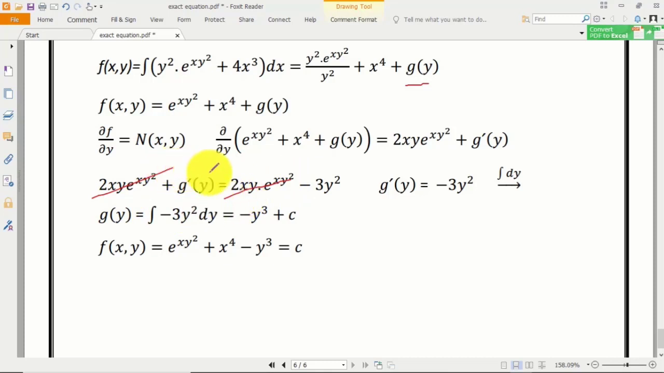And the final step is to integrate this g prime of y function, so I would have g of y itself. The integral of g prime of y is equal to g of y, and the integral of negative 3y squared is equal to negative y cubed plus a constant value. I just plugged g of y in the f function formula to get the equation. So here we have f of x and y, which is equal to e to the xy squared plus x to the 4 minus y cubed equal to c.